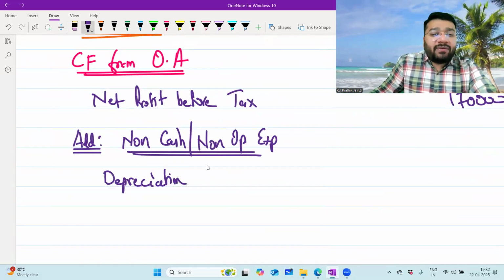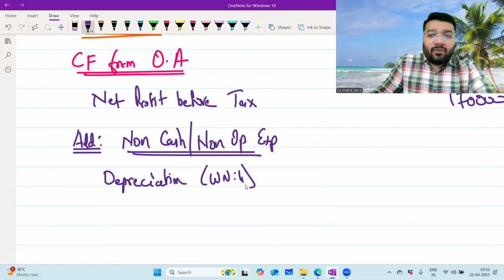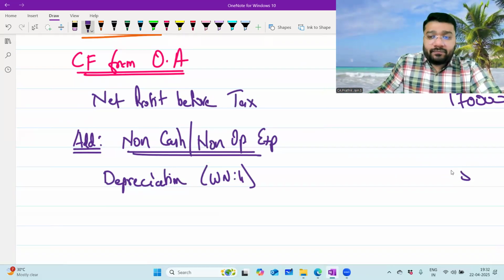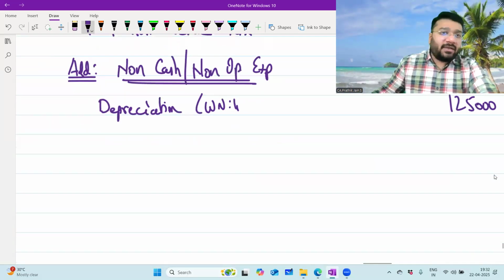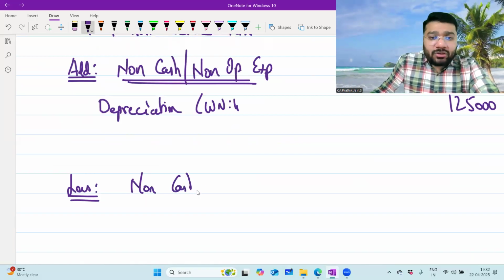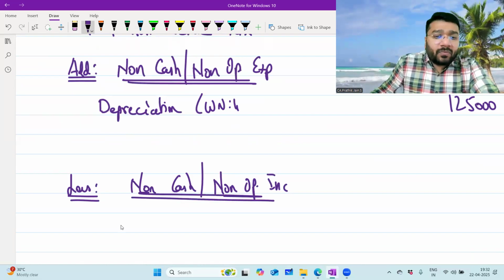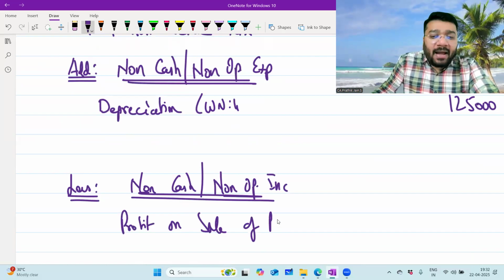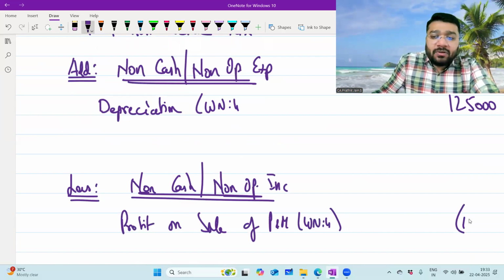Depreciation. Which working note reference should I give? Working note number 4. How much is it? 1,25,000. Leave some lines, 2-3 lines. If you leave one extra line also, nothing wrong. Less: non-cash and non-operating income. Profit on sale of plant and machinery, working note number 4. Minus how much? 15,000.